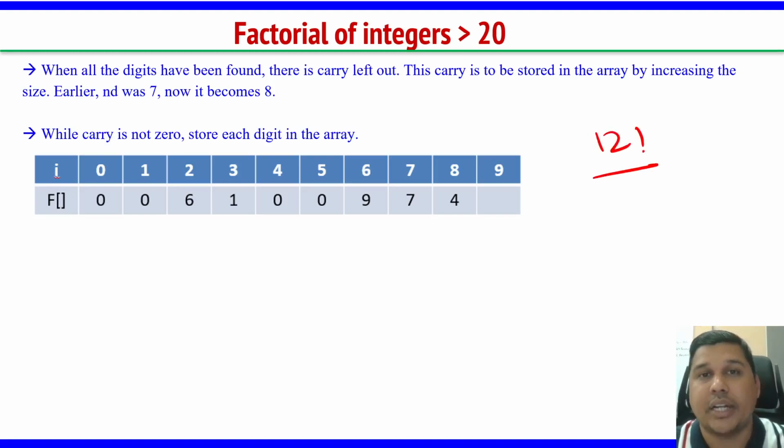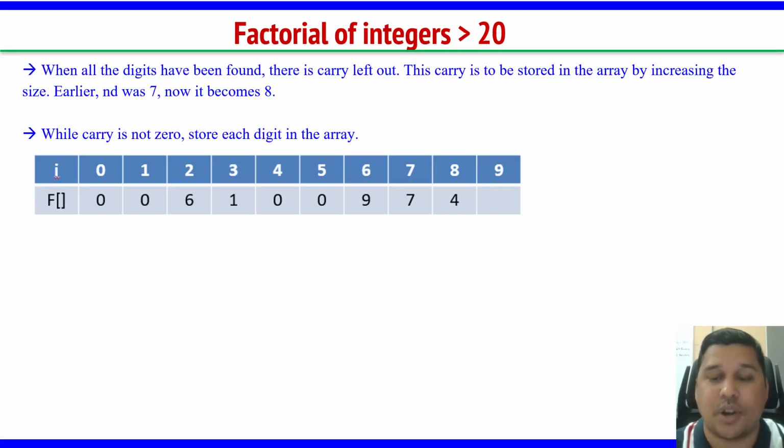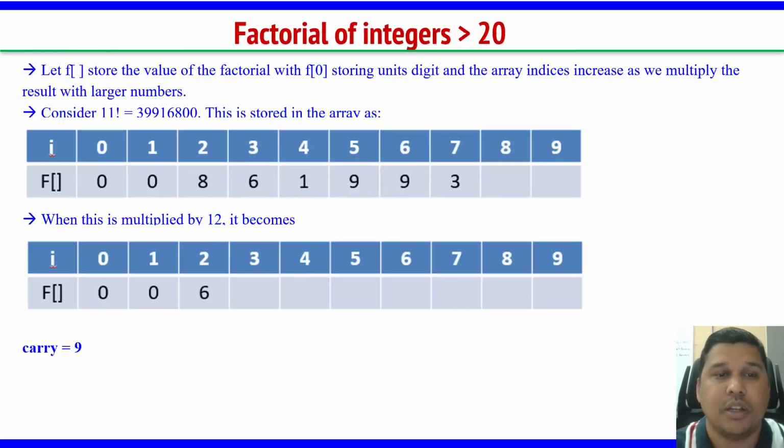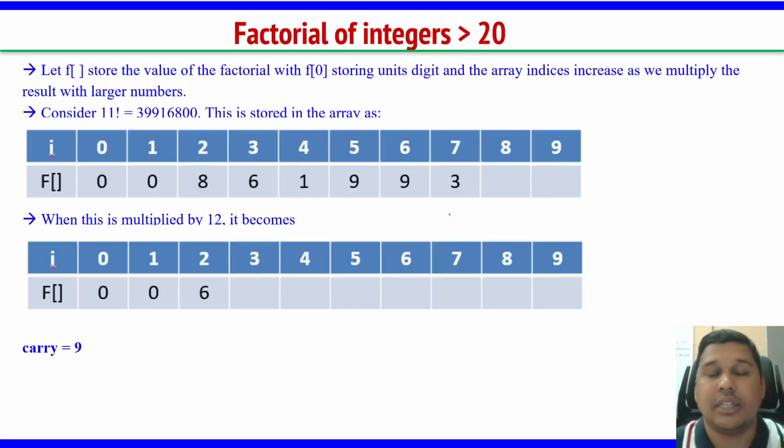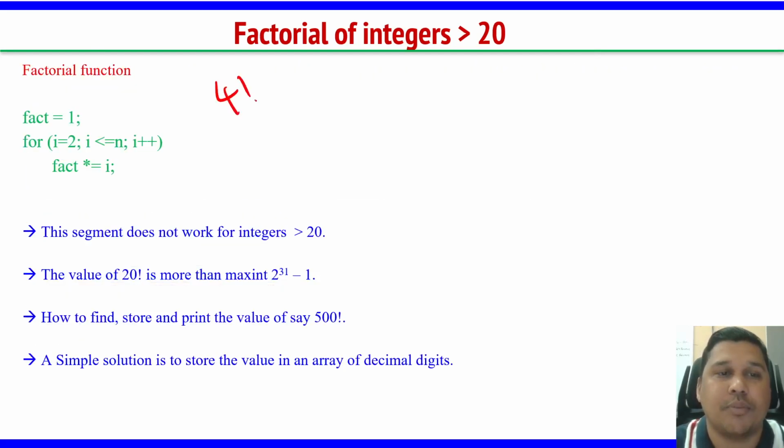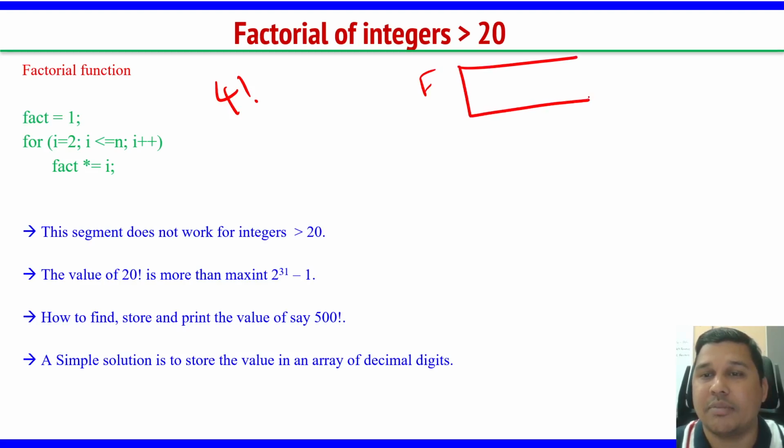So what we are trying to do now, if we generalize the process we have seen just now, is store the number into the array. See, let us assume I want to find out 4 factorial. So my f array will contain only 1. Let me take 4. The f array will contain 1 here.